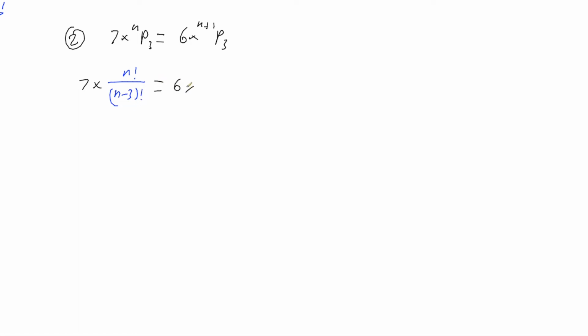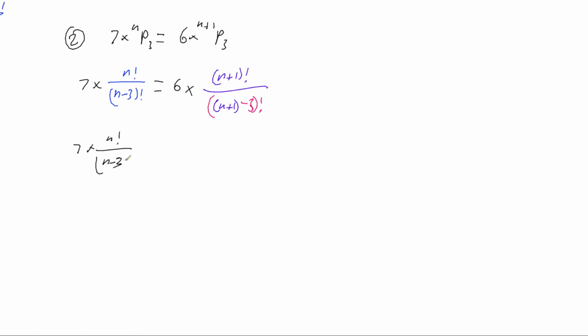On the right, I've got 6 times n plus 1 factorial on n plus 1 minus 3, all factorialed. So let's tidy up this right-hand side. We'll just leave the left as is. And on this right-hand side, we've got n plus 1 factorial on top and n minus 2 factorial on the bottom. So now let's write these out as factorial problems.